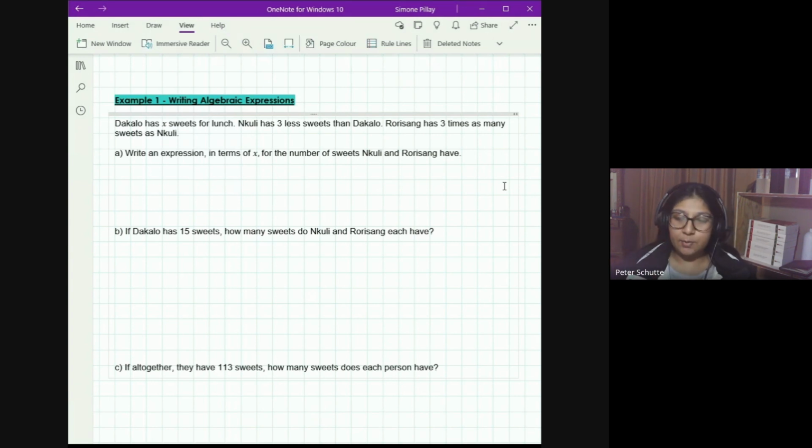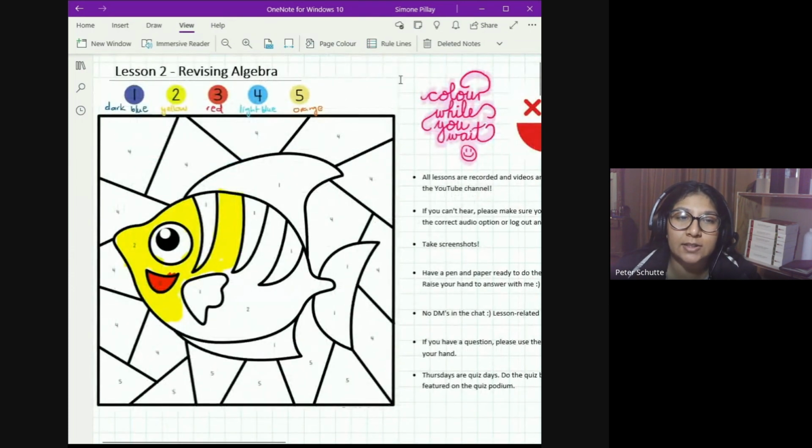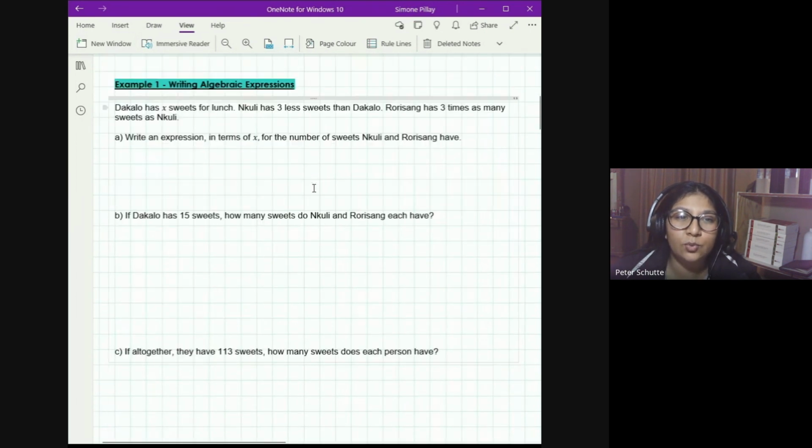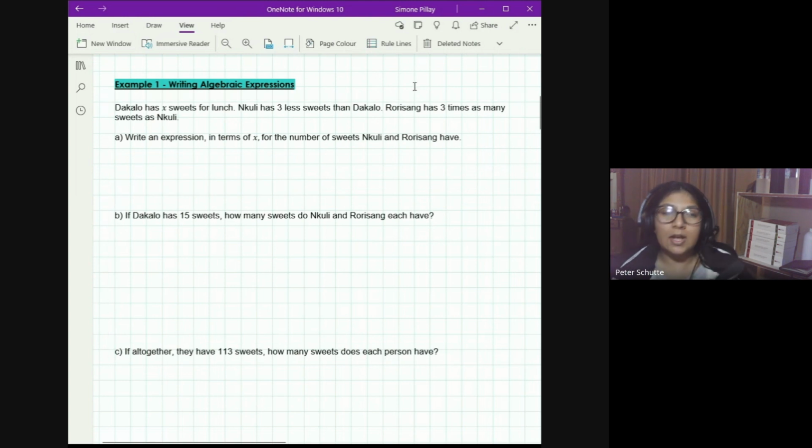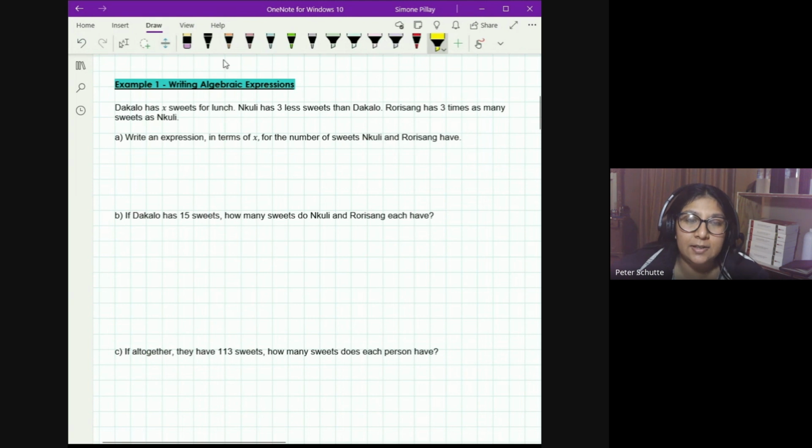So what are we doing today? Remember, guys, we are carrying on with our revision of term 2 work. Today we're focusing on, if we look at my heading, revising our algebra. We start with example number 1, writing algebraic expressions. We haven't really covered this directly in MathsLive, but because we know what expressions are and how expressions work, we should be able to take something like a story sum and turn it into an expression.